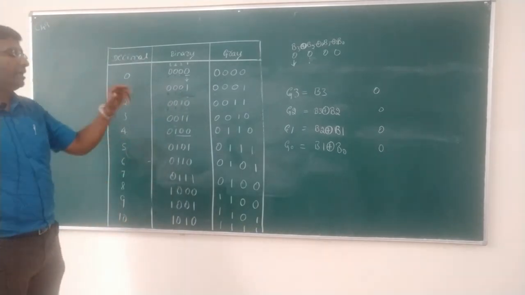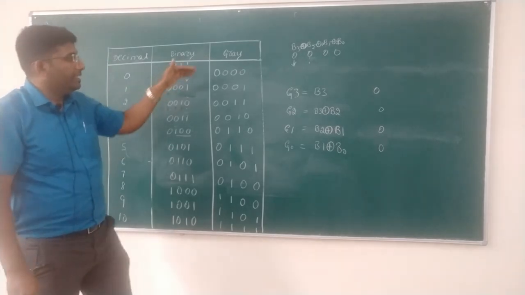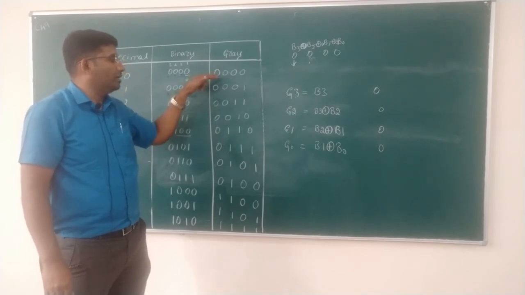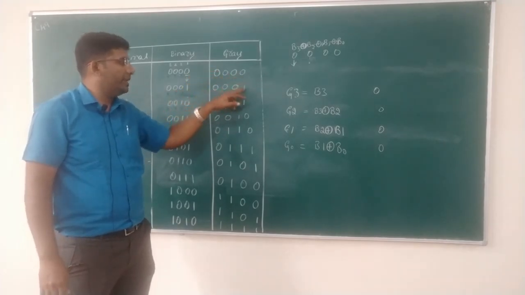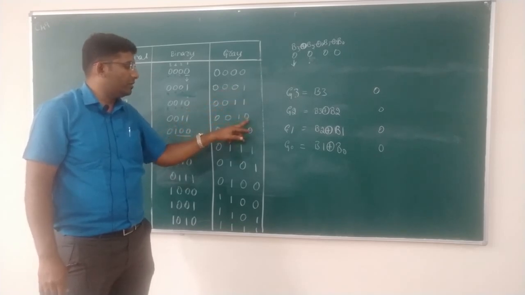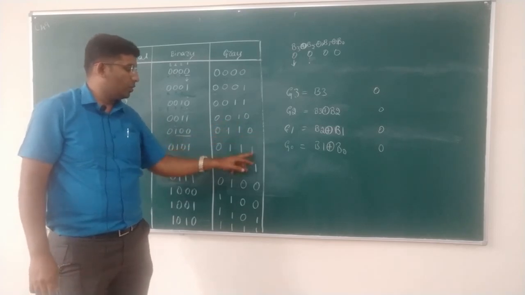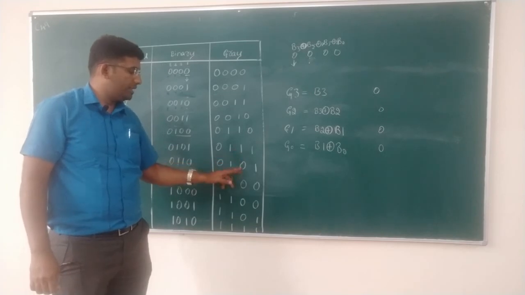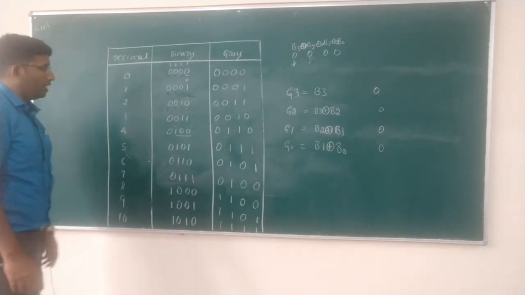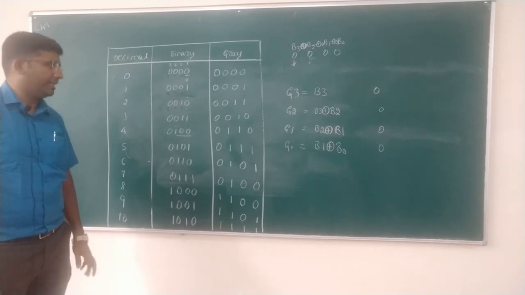You can go up to decimal digit 15. Here we are incrementing each step by the value 1. From here to here, we are changing only this bit. From here to here, we are changing only 0 to 1. From here to here, 1 is changed to 0. From here to here, we are changing 0 to 1. Here, 0 to 1. Here, 1 to 0. All the remaining 3 bits are the same in all the values of the Gray code. That is what the Gray code is stating.